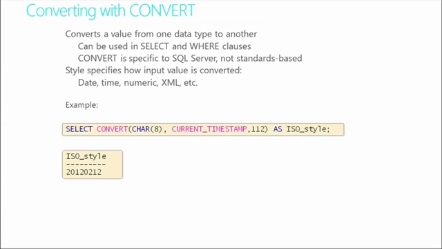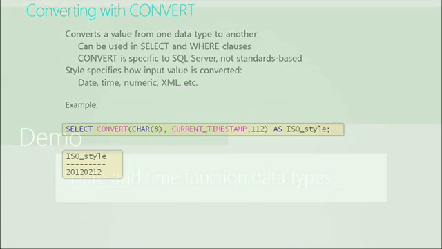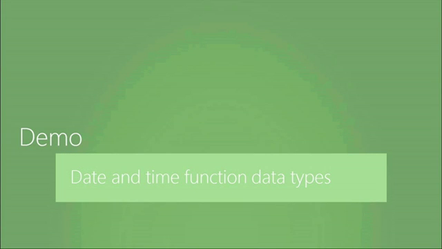Can be used in select and where clauses. Another example, select convert char8 to a current timestamp. And here's the ISO style we talked about earlier, about how we can determine how we want that date to be returned to us. What style do we want to use? In this case here, we're using the ISO style. So, date and time function data types.